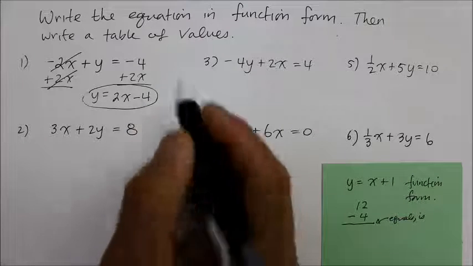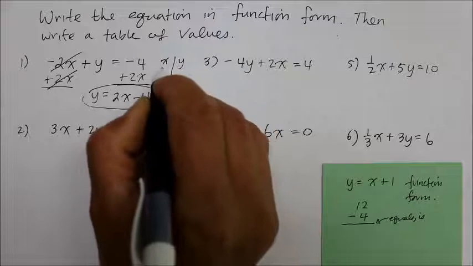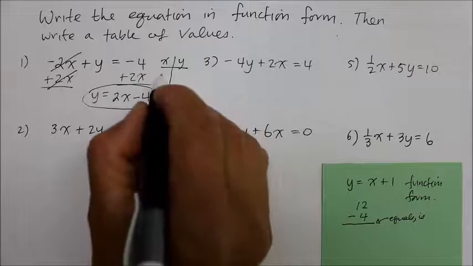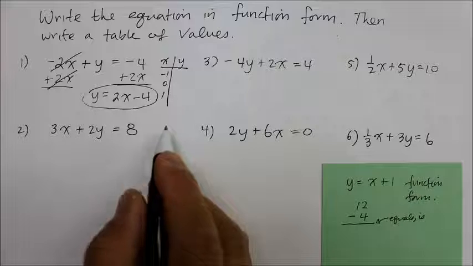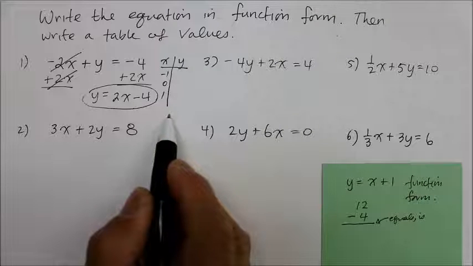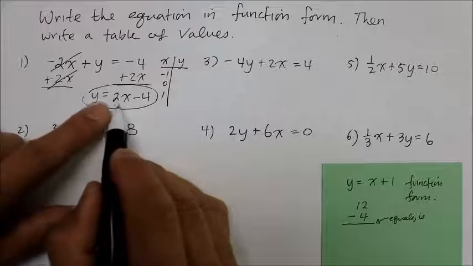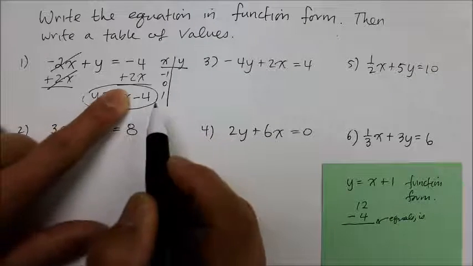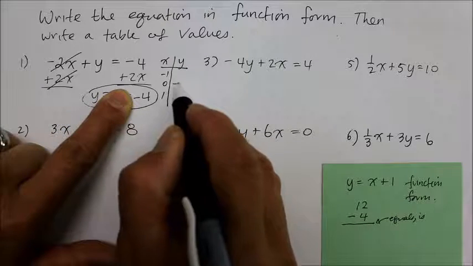Now the table of values, here's an easy way of doing it. All you need to really do is just pick 2 numbers, but I'll do 3. How about negative 1, 0, and positive 1? Yeah, that's all. So for example, if I put a 0 in here, can you see that 2 times 0 is a 0? It's gone. So if I just cover it up, you can see that y is equal to simply negative 4.